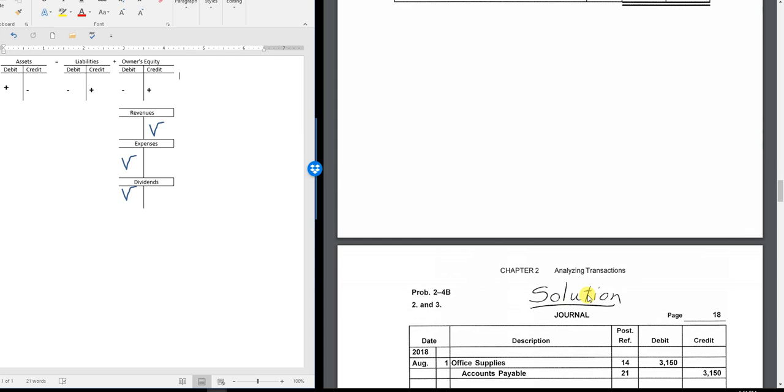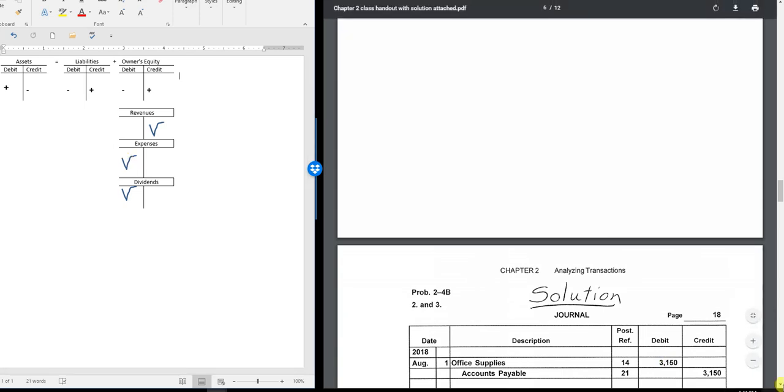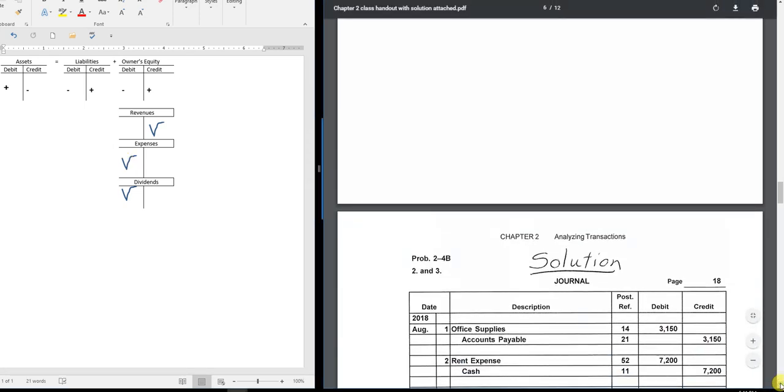paid rent for the office of $7,200. So we need to ask ourselves what's going on. So I paid rent. Sometimes you want to look for the cash first. So I did pay rent for the office for the month, $7,200. So it looks like I paid cash. Cash is an asset. Assets are going down, so I credit cash. What did I pay? I paid rent. Rent is a cost of doing business, so I have an expense. So I'm going to debit rent expense and credit cash.